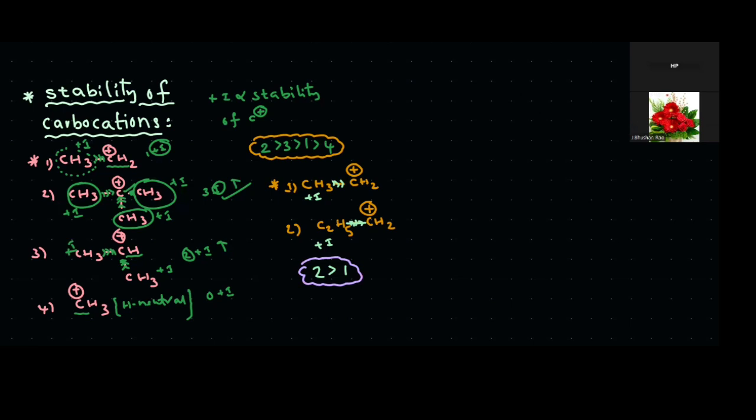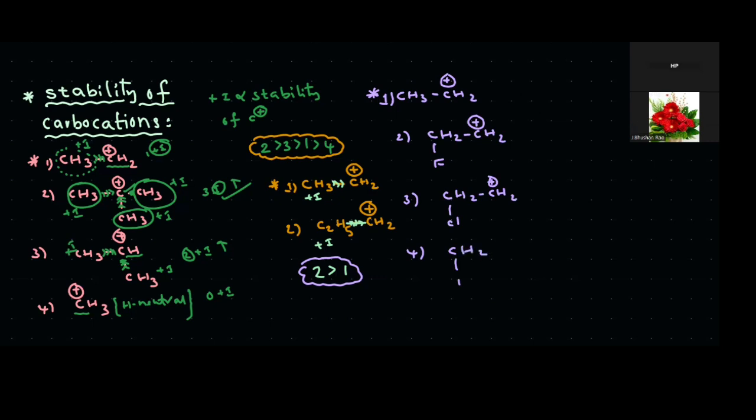Next, the third case. We will discuss most of the examples in this video. Next one, CH3 CH2 plus, this is one more carbocation. Next, the second one is CH2 CH2 plus, here fluorine. Next, the third one is CH2 CH2 plus, here fluorine. The fourth case is CH2, bromine or iodine, whatever it is, take bromine. Here CH2 plus. Now, identifying the carbocation stability.